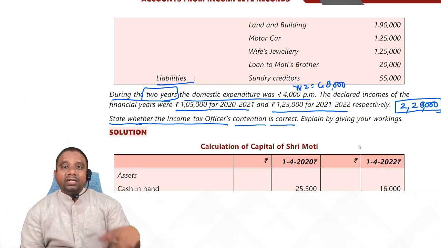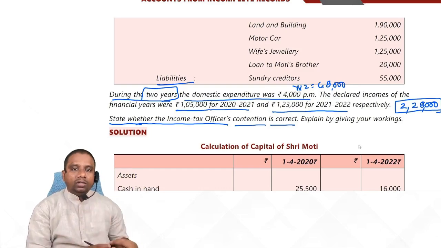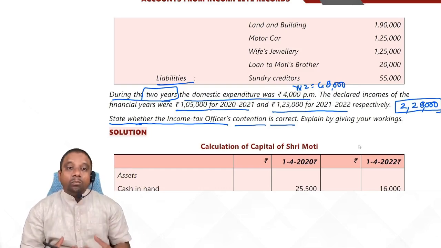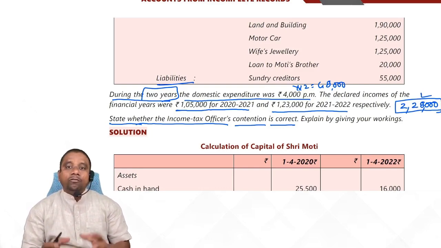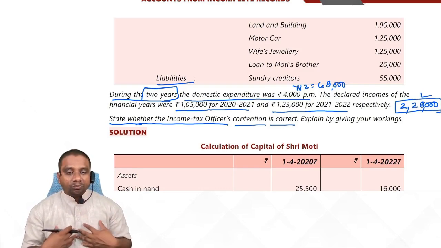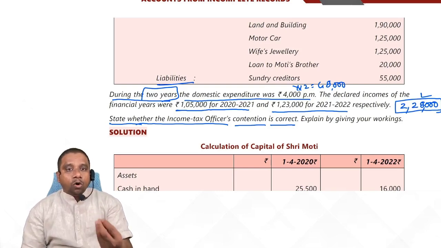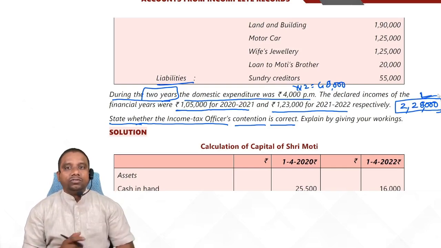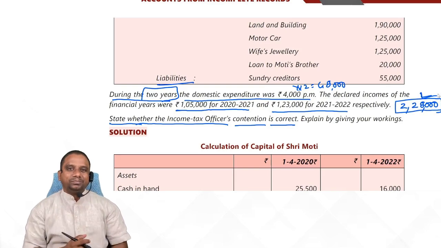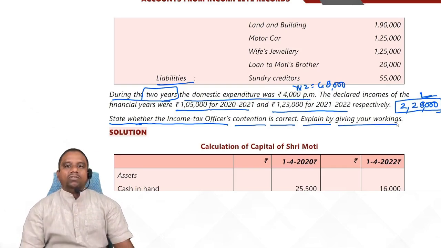The income tax officer's contention is correct if the profit calculated by us is more than the disclosed profit. I repeat, if the profit calculated by us by following the statement of affairs method is more than 2,28,000, then the income tax officer's contention is correct. Yes or no, students? Yes. Now look at it. Explain by giving your workings.